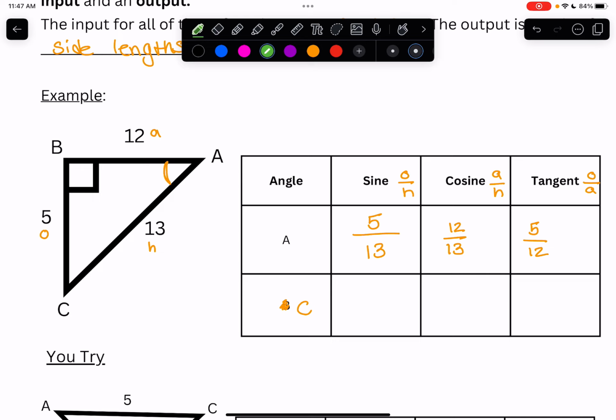Very similar for angle C. For angle C, we have adjacent, hypotenuse, opposite. So for sine, we're looking at the opposite over the hypotenuse. Cosine is the adjacent over hypotenuse. And tangent is opposite over adjacent.